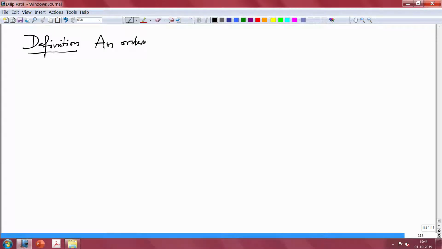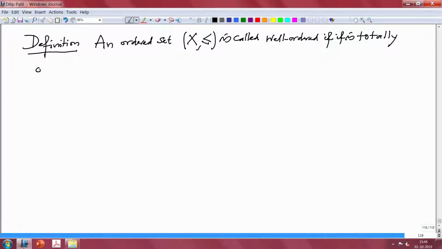An ordered set (X, ≤) is called well ordered if it is totally ordered and Artinian. That means any two elements are comparable, that is totally ordered, and Artinian means every non-empty subset of X has a minimal element, or equivalently it satisfies the DCC.